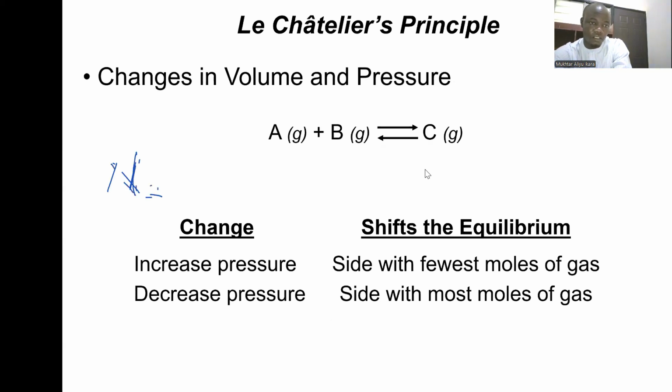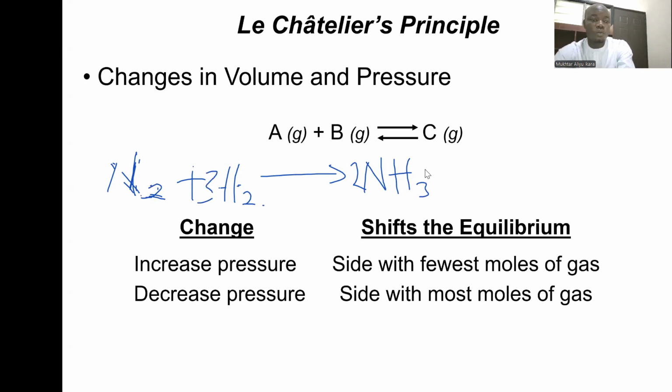Let's say we have nitrogen react with hydrogen to produce ammonia, NH3. So let's say here we have 2, because here is 2. So we have 3 here. So now the number of molecules here in the reactant is 4 mole, while here is just 2 mole.